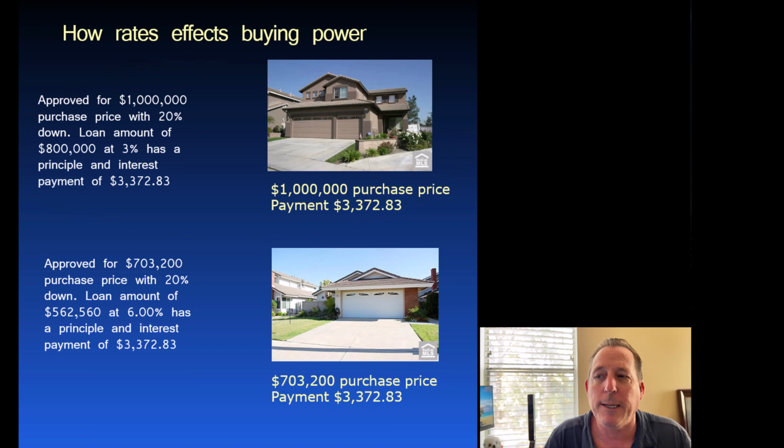And then you can see now, if you were to qualify for that same home and nothing has changed, based on the same ratios, your ability to buy a house is diminished quite a bit to keep the payment the same. You'd have to reduce the purchase price to $703,000 with 20% down, and your loan amount would be $562,560, and at 6%, your principal and interest payment is $3,372.83. So you can see the effect of that. It really diminishes your purchasing power.